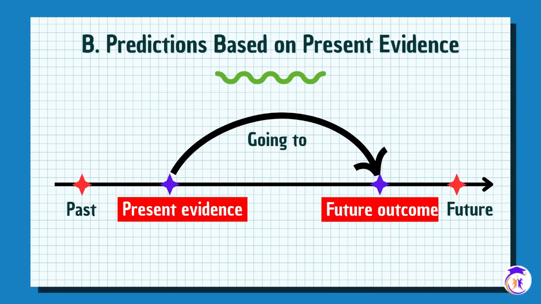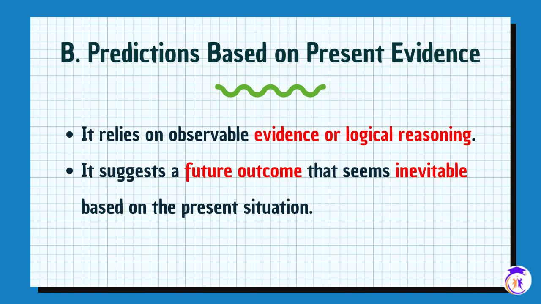Predictions based on present evidence. Well, when there is clear evidence in the present moment that suggests a particular outcome, going to is used to make predictions. This emphasizes the connection between present conditions and expected future results. It relies on observable evidence or logical reasoning. It suggests a future outcome that seems inevitable based on the present situation.